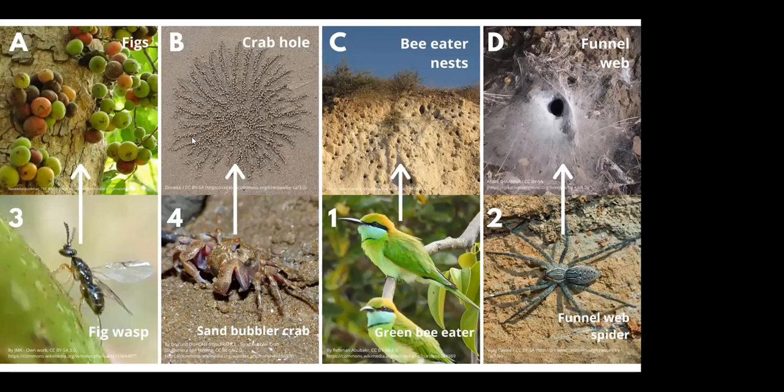The second one, B, is a sand bubbler crab nest, crab hole. So if you can see right here in the center, there's a tiny little hole where the sand bubbler crab lives. And actually, what the crab eats is little particles that are found in the sand. So what the crab does is, it takes a ball of sand, like a laddu, and it eats around it, and then it tosses it over its shoulder. And that's how these patterns are formed.